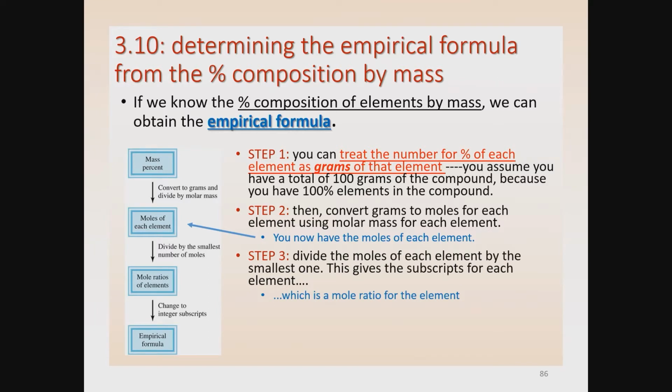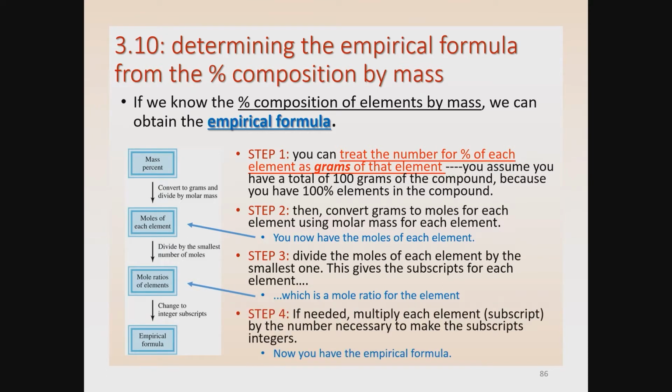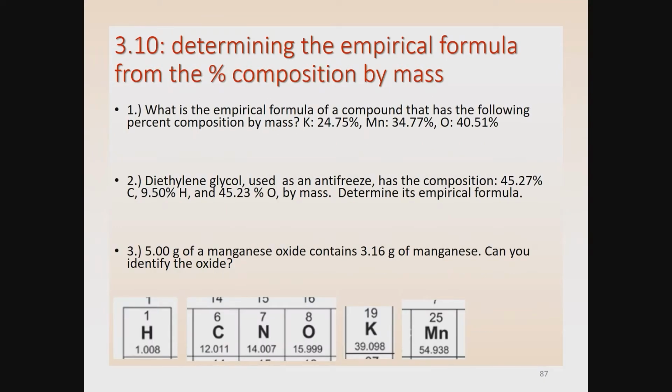The next step is to look at the numbers of moles between the 3 or 4 different elements and divide by the smallest number. Once that is done, hopefully that will give you integral values, but it may not. If it doesn't, you have to multiply those numbers by some kind of integer such that they are converted to integral values. Once you are at integral values, then you have an empirical formula. So I'm going to do a bunch of problems so we can get used to this.